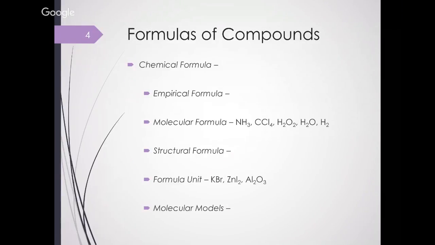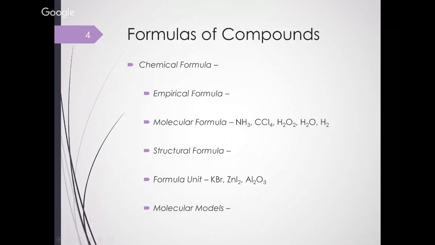There are different ways to represent a particular compound. Our first and broadest definition is the chemical formula, which simply tells you the number and the type of atoms that are present. The empirical formula is your simplest whole number ratio of atoms for a given compound. Your molecular formula represents the true formula for that compound.